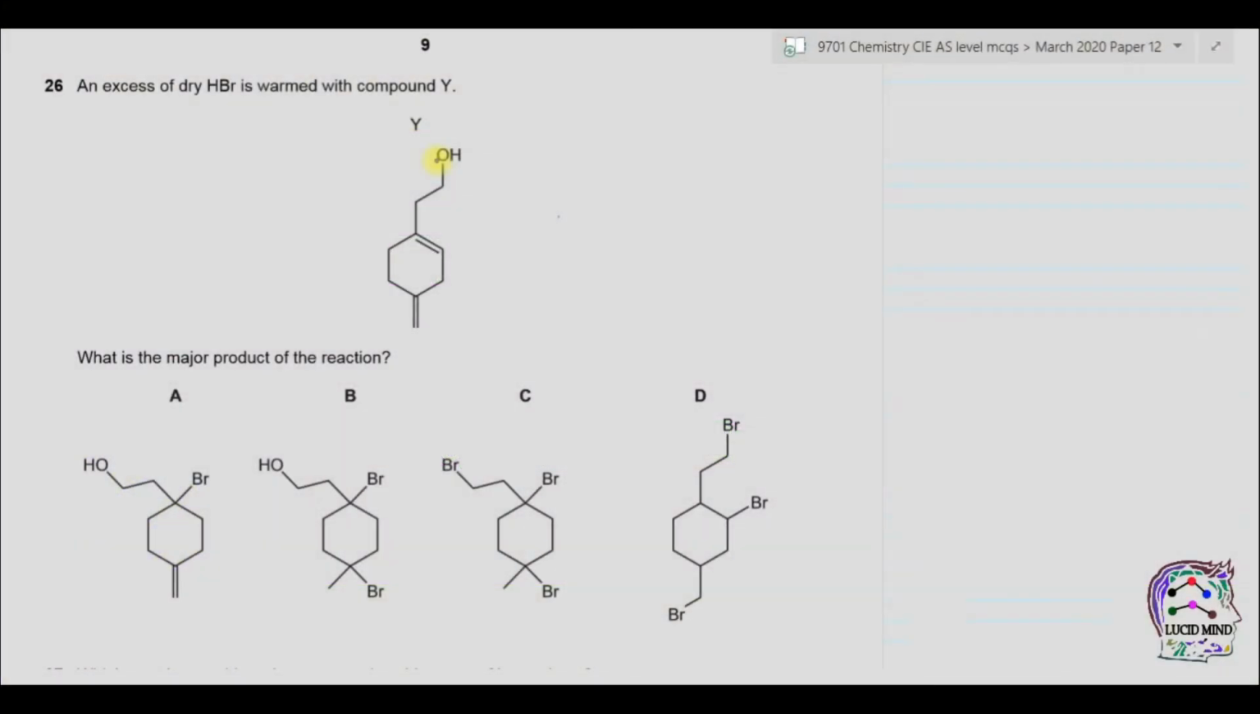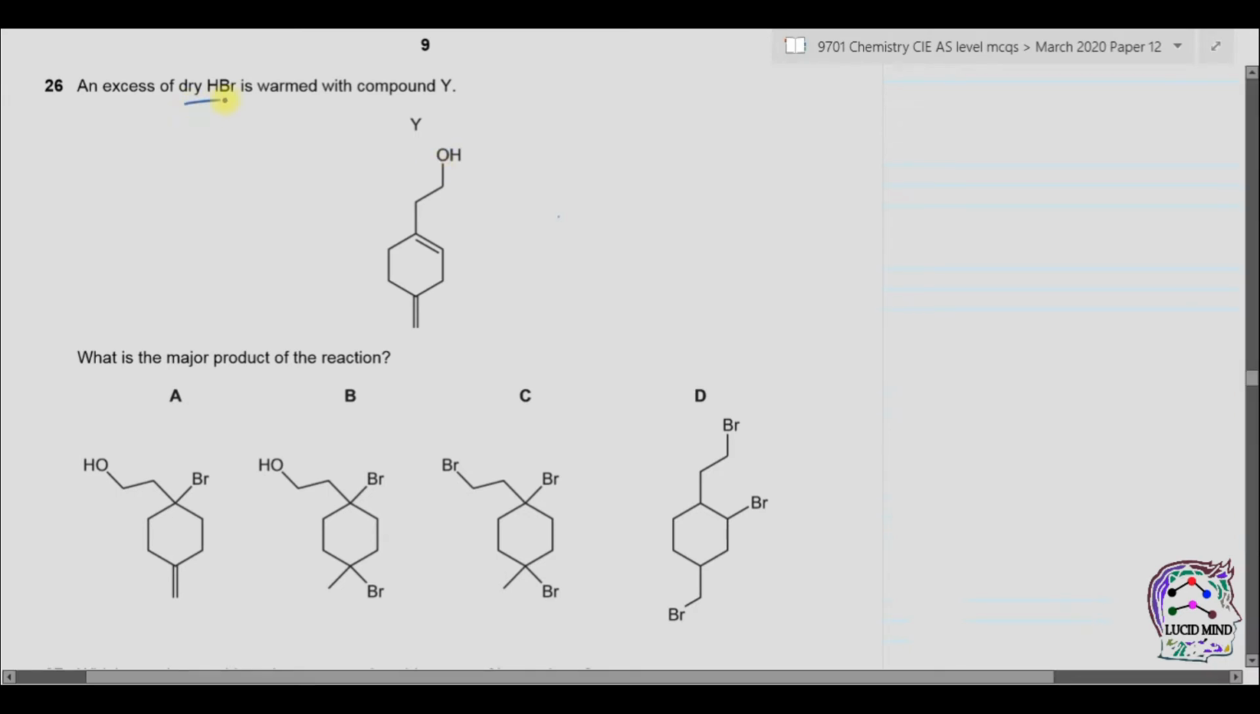Question number 26. An excess of dry HBr is warmed with compound Y. What is the major product of this reaction? Now let's see what does dry HBr do. First reaction is that it can replace OH of primary alcohol. HBr can also be added to alkene. Now the addition to alkene should be according to Markovnikov rule. Markovnikov rule says that hydrogen of HBr goes to the carbon atom having more number of hydrogen atoms.